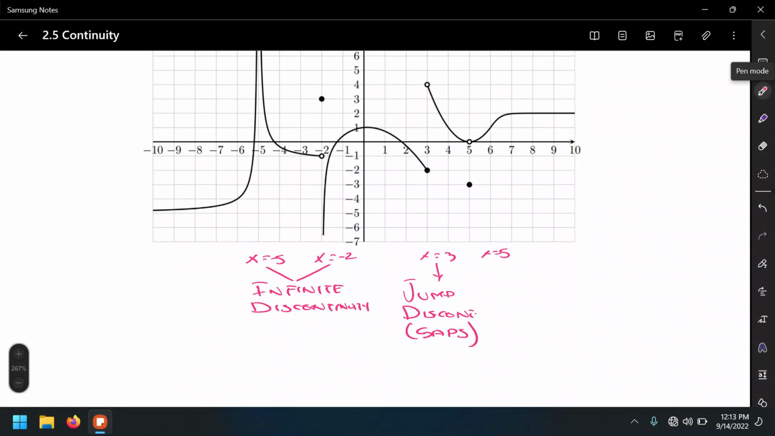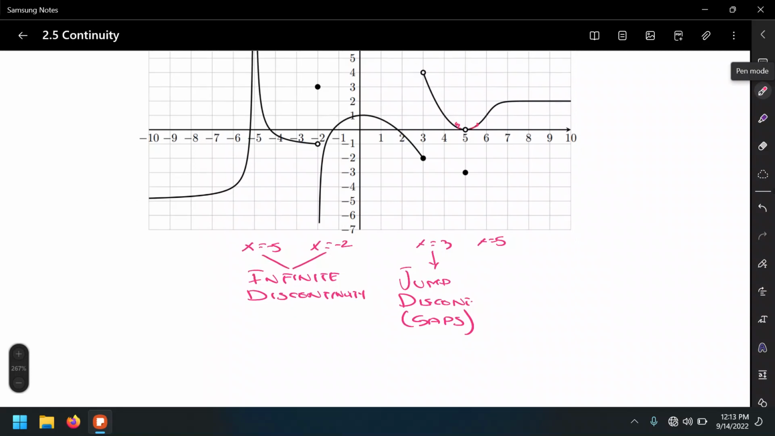And this one right here, for x equals 5, this is what we call a removable discontinuity. Sometimes we call them holes. Well, how do we identify them? How are they described symbolically? And how are these related to the limits that we compute? Well, that's what we have on the next page.